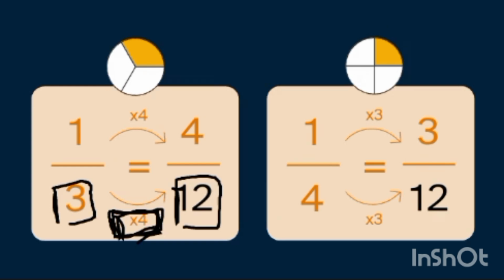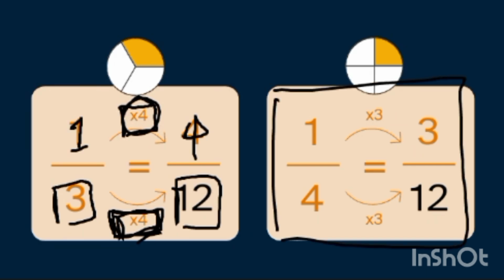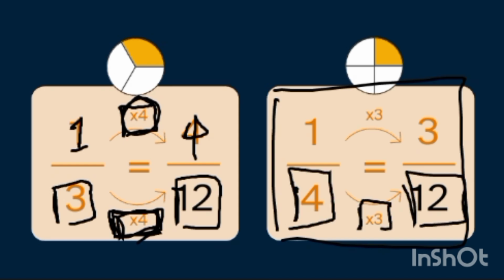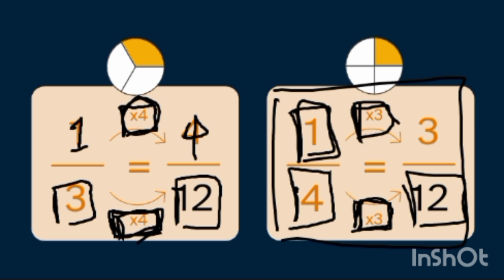Now multiply the same number, the 4, on the numerator. If you multiply 1 with 4, you will get 4. Now you need to do the same with the second fraction, which was 1 by 4. So what do you need to multiply with 4 to get 12? You need to multiply 3. So now multiply the same 3 on the numerator. You have 1 by 4, so multiply 1 with 3. So you will get 3.